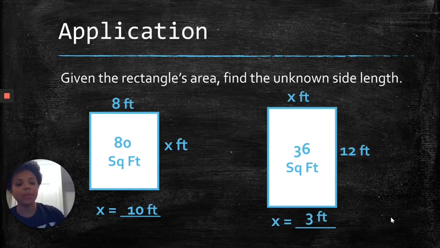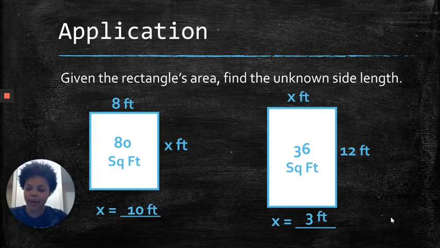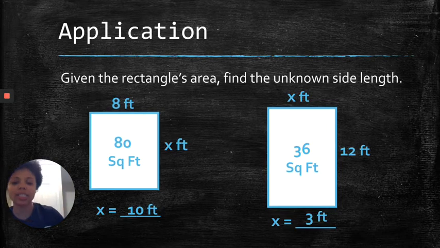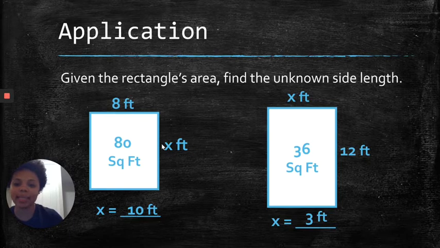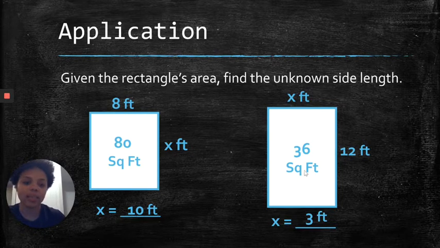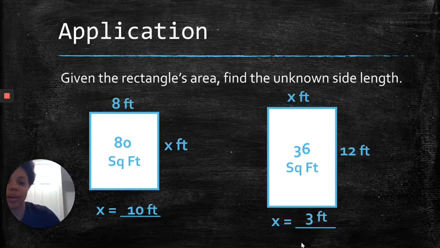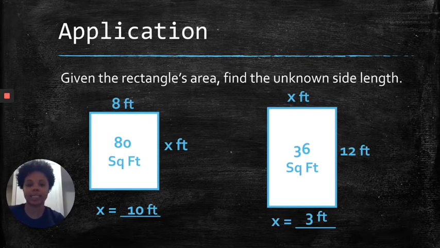So if you wrote a fact family, or if you wrote a division or multiplication sentence, you would have found out that 8 times 10 is 80 feet, or 80 divided by 8 is equal to 10. And in this rectangle, 36 divided by 12 is equal to 3, or 3 times 12 is 36.